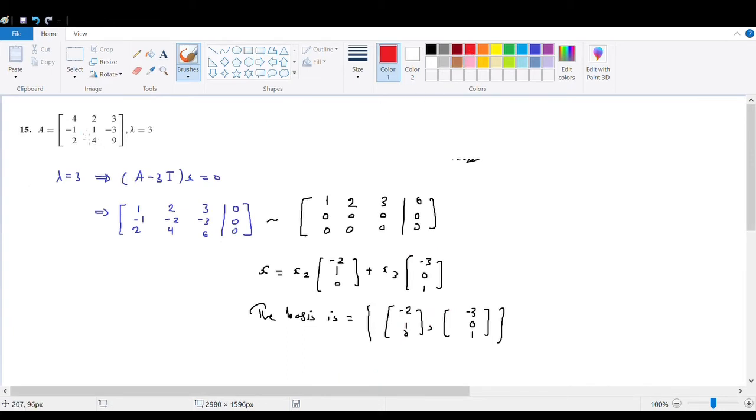For 15 also we have a matrix, we have lambda equal to 3, and we need to find the basis for the corresponding eigenspace. First we find A minus 3I multiplied by x is equal to 0. We do row operations. Here we find that we have two free variables, x2 and x3. That means the basis will consist of two vectors, one corresponding to x2 and one corresponding to x3, since both of them are free variables. Keep in mind that the basis will not always be one vector only. It may be 2 or 3, depending on the matrix and the eigenvalue.